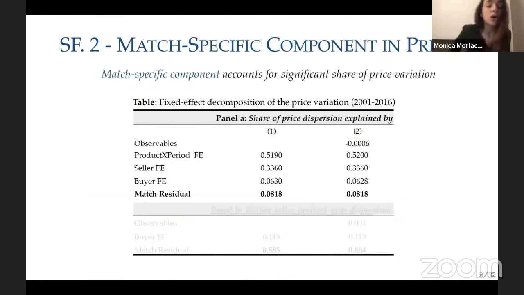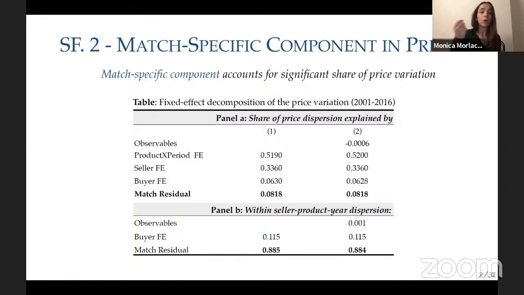So when we do that, what we find is that the bulk of the variation in prices is accounted for by product time fixed effect. So about 52% of the variation is explained by horizontal product differentiation. The difference between column 1 and 2 is whether or not we include observables. As you can see, including observables does not make almost any difference in terms of overall variation. The seller fixed effect seems to have a quite substantial impact on prices, but once we control for that, buyer fixed effect and match residual seem to have a pretty similar size in terms of explaining overall price variation.